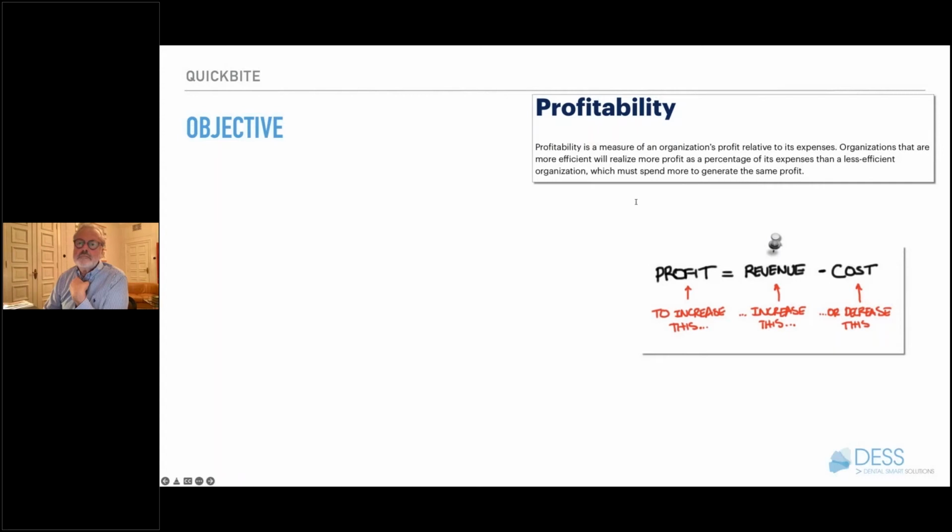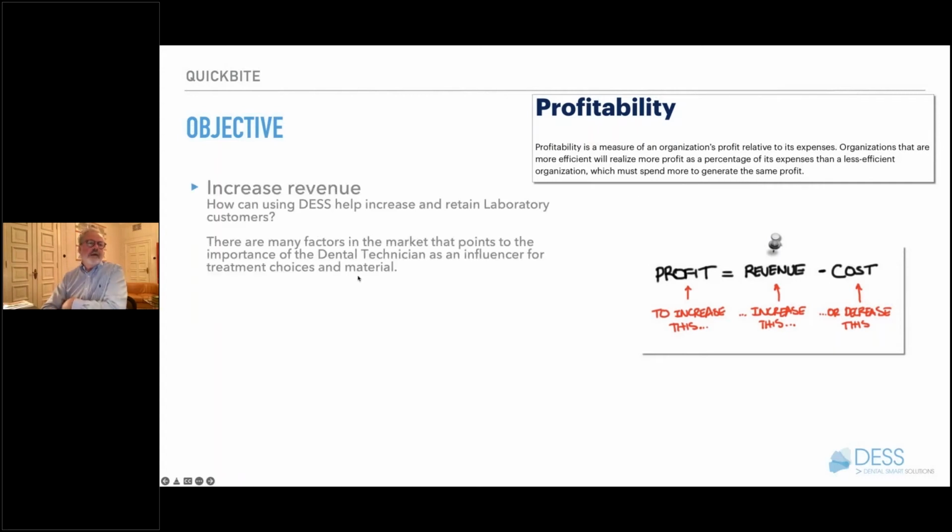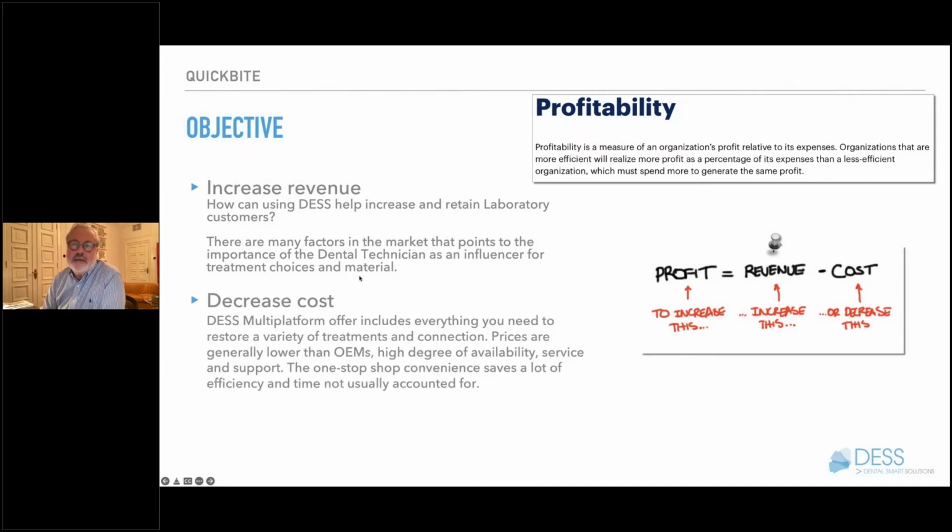So increasing the revenue, there are many factors in the market that point to the laboratories' important role in consulting and advising the dentists in both treatment choices and of course component choices. And I think that's one of the areas that I would like to focus on and discuss today. Cost side is of course the easiest one.